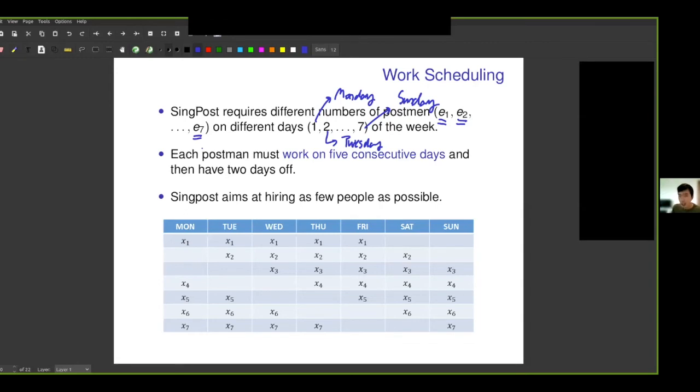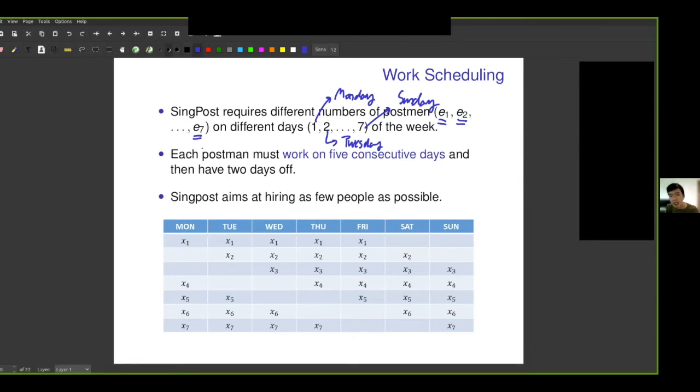Let's say that I have X1 employees who will start working for me starting from Monday. These X1 employees will not just work for me on Monday, but also on Tuesday, Wednesday, Thursday, and Friday. Then these X1 people will take Saturday and Sunday off.